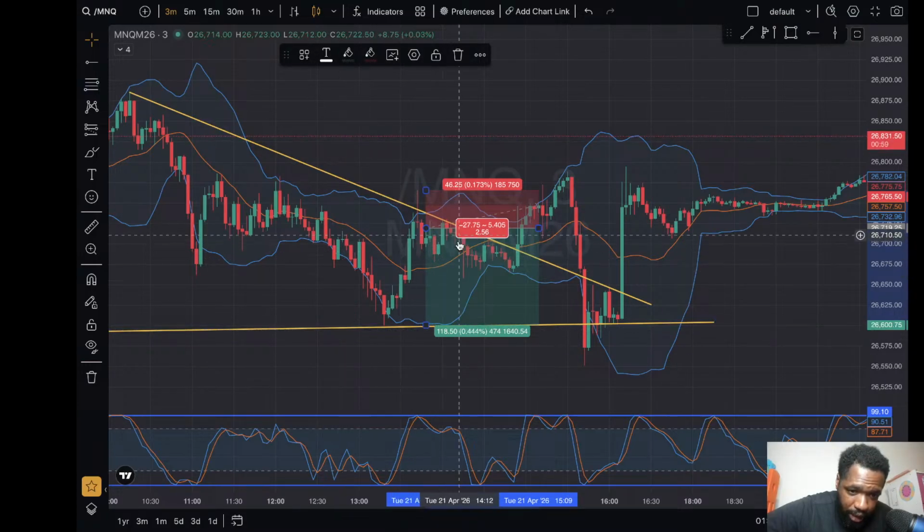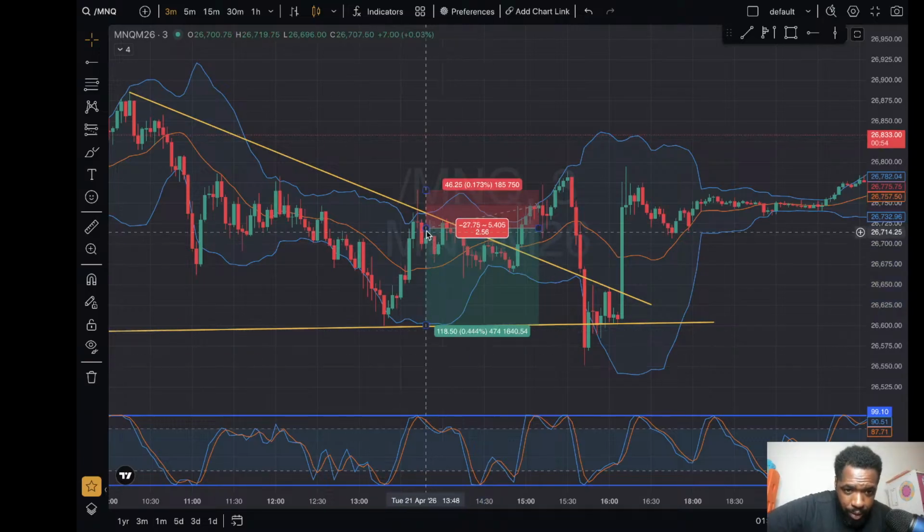I was hoping to see us sweep these lows, but as you can see, I got in here, and as we started to trend back down, I was up. In here, I was green.